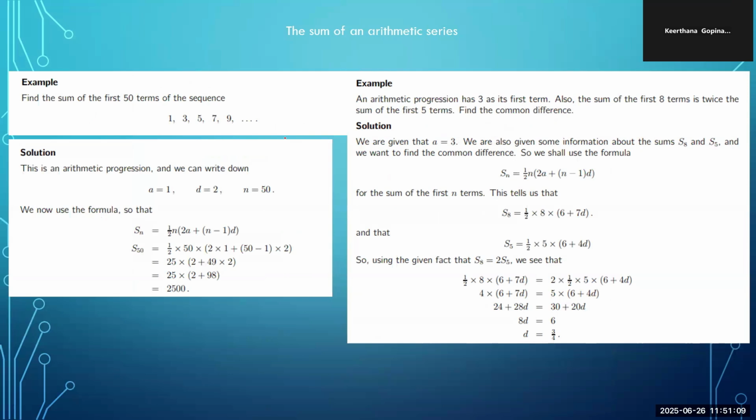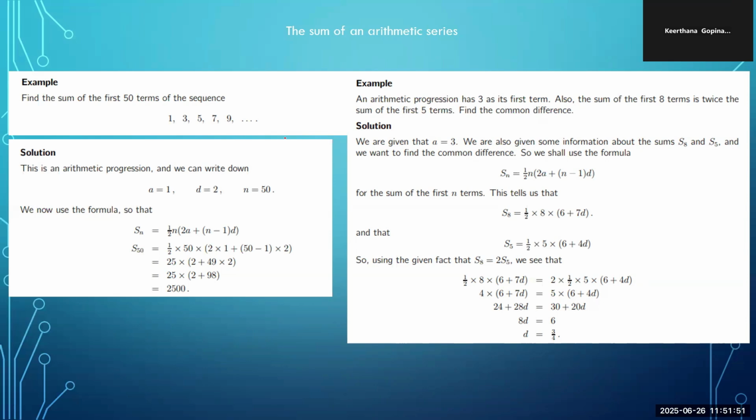Find the first 50 terms of the sequence. Here it is simple, no: 1, 3, 5, 7, 9, n equal to 50. What is the 50th term? Tell me. 1, 3, 5, 7, 9. A is 1, D is 2, and n is 50. So A plus n minus 1 into D, 49 into 2, 98 plus 1 is... oh, here it is the sum, right? Sorry, I'm calculating the last term. Last term is what?